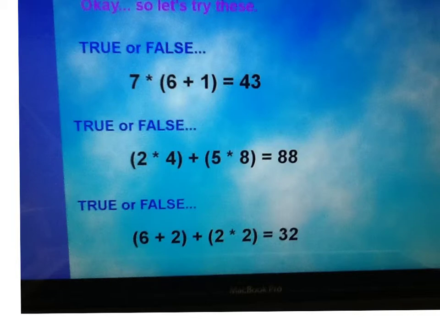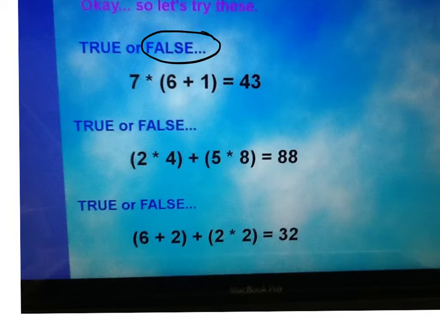True or false? 6 times (6 plus 1) is equal to 43. Remember, parentheses first, so we're going to do 6 plus 1, which is 7, and 6 multiplied by 7. 6 times 7 is 42. So it is actually false here.